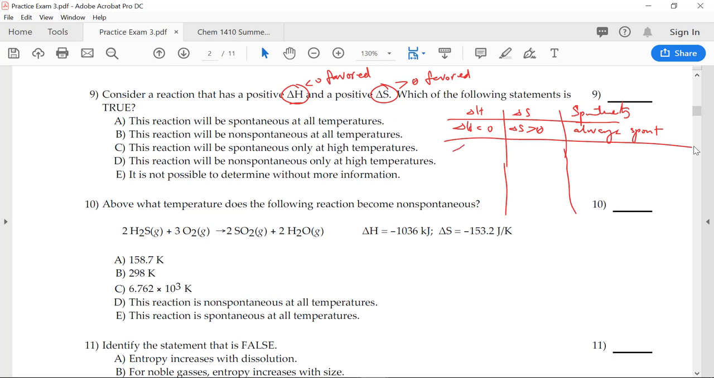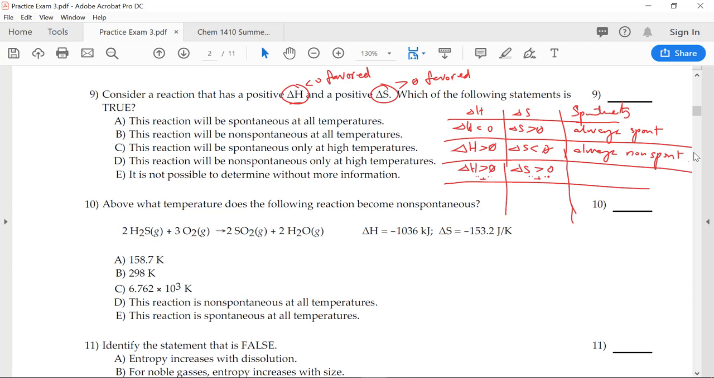What if both are disfavored? For example, if it's an endothermic reaction, delta H greater than zero, and delta S is smaller than zero, both factors are disfavored for spontaneity. So the reaction will always be non-spontaneous, no matter what temperature you have. Another case is if one is favored and one is disfavored. For example, if delta H is greater than zero, that means it's endothermic, which disfavors spontaneity, but at the same time delta S is favored. In other words, both are positive. One is favored, one is disfavored. In this case, the spontaneity depends on the temperature. When both are positive, it's only spontaneous at high temperature.